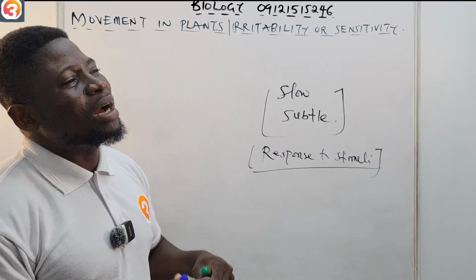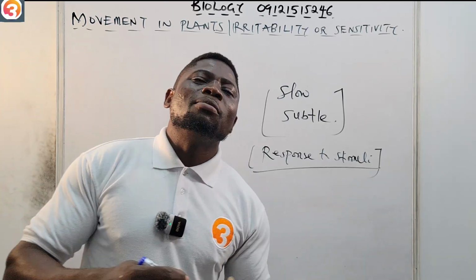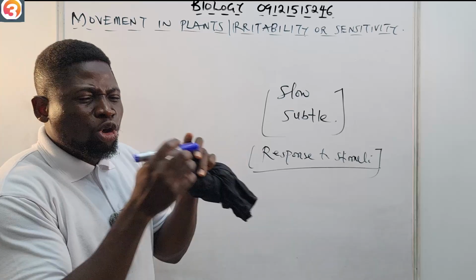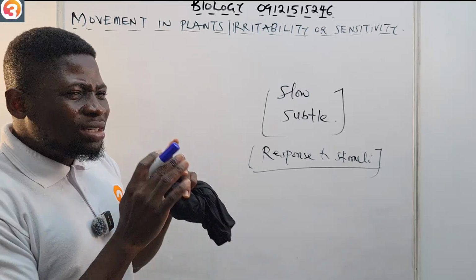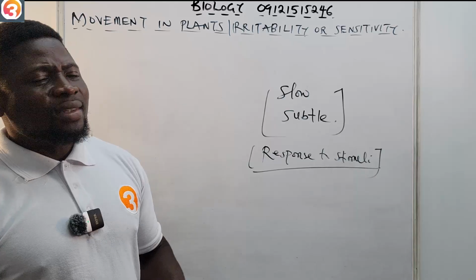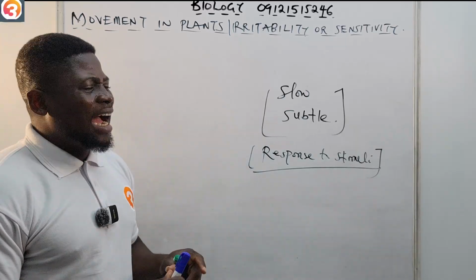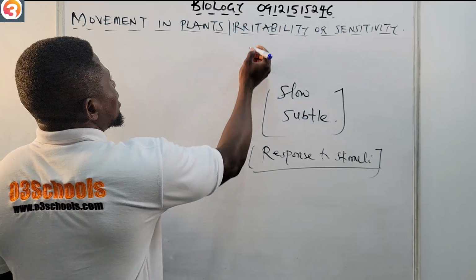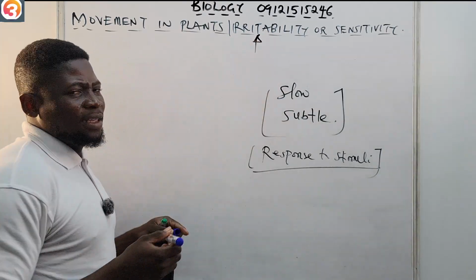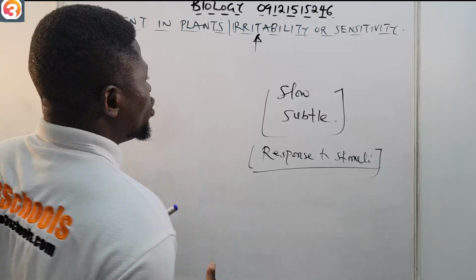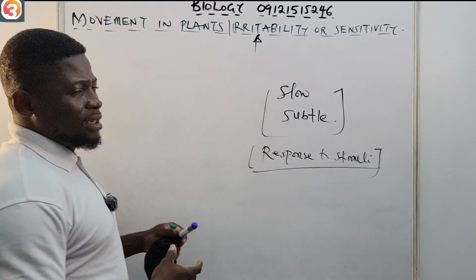Plants do not have the ability to run like animals from place to place. But they definitely move. They show movement, and mostly they respond to what? To stimuli. And this movement in plants is what we call what? Irritability. All right. So we can define irritability if you are asked.